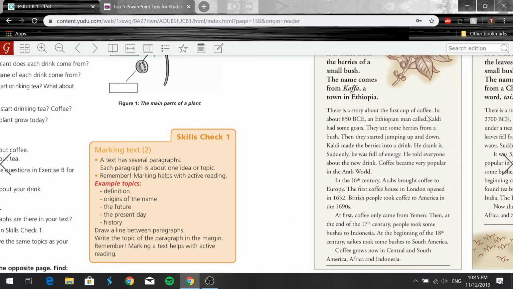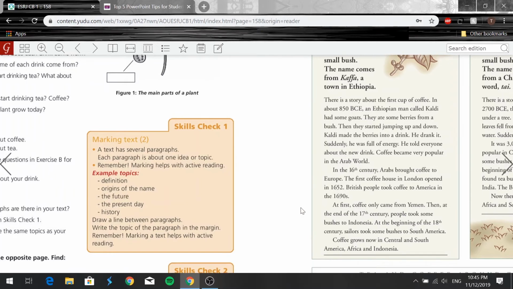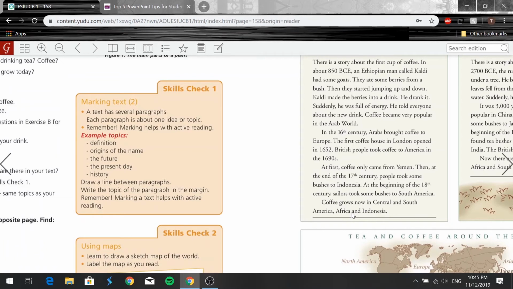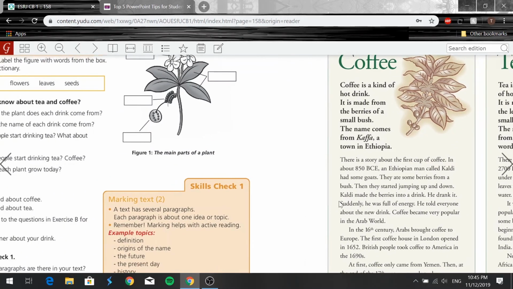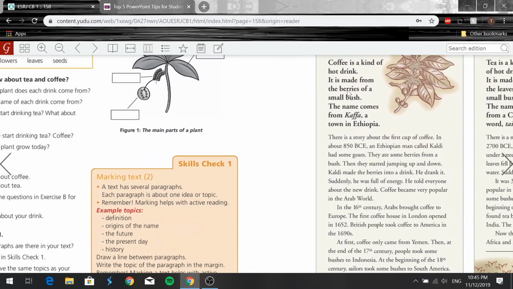There is a story about the first cup of coffee. This is history. In the 16th, again, history. Okay, at first only, then at the end, again, history. Okay, but towards the end, here we have coffee grows now in Central and South America, Africa, and Indonesia. Okay, now we're talking about the present day. Okay, so all of these were history. Okay, this was definition, right?